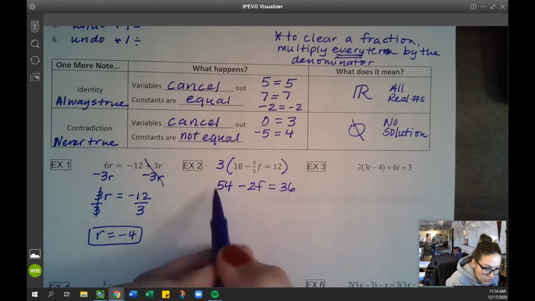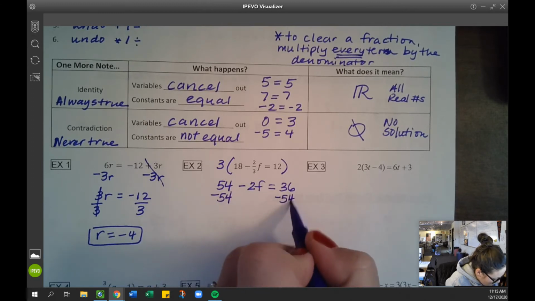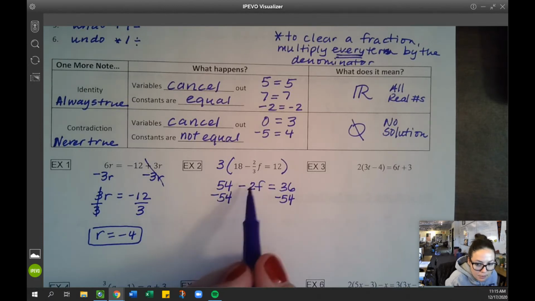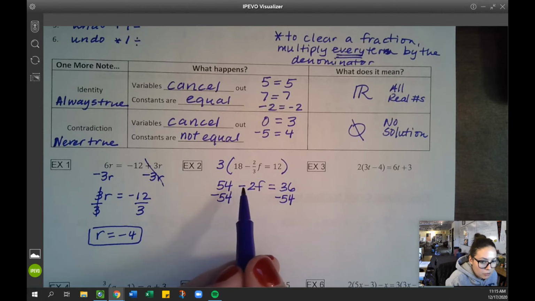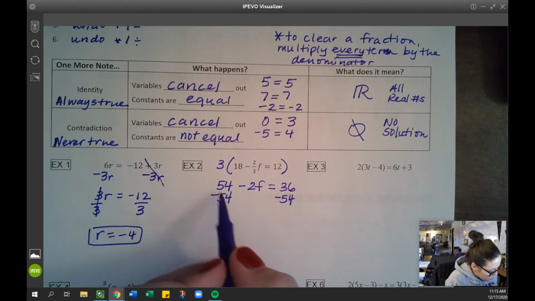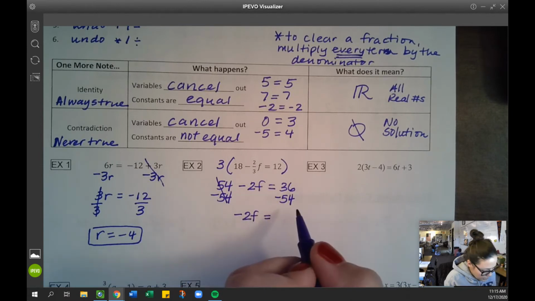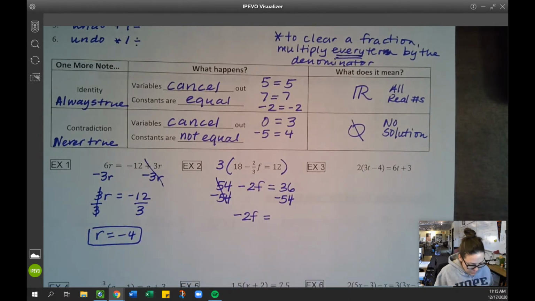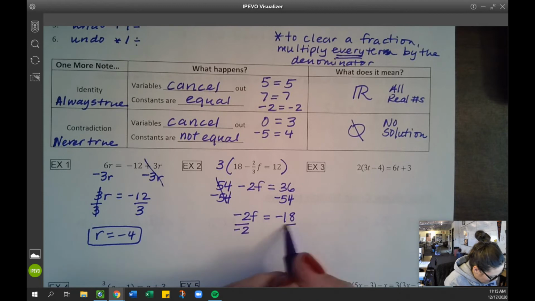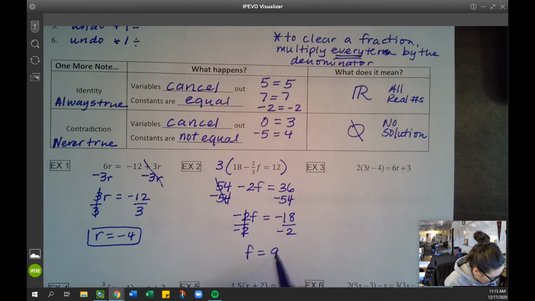I have to get rid of this 54. I want to zero it out, so I'm going to subtract 54. And be careful because sometimes I see students want to add 54 because they see this minus here. But what you have to remember is that this minus is attached to the 2, not the 54. So if I want that to be 0, I have to subtract 54. 36 minus 54 is -18. Then we divide by -2. Those one out. F equals 9.